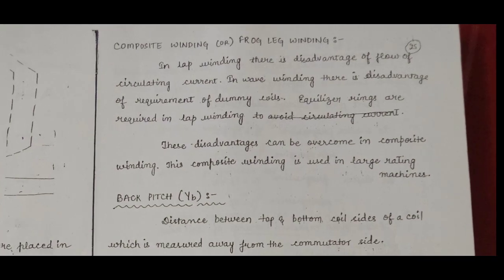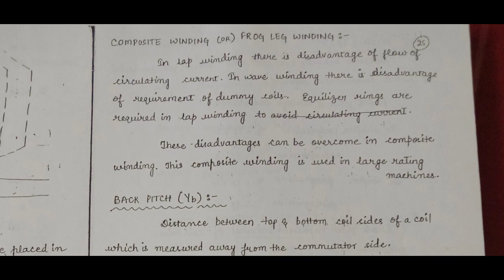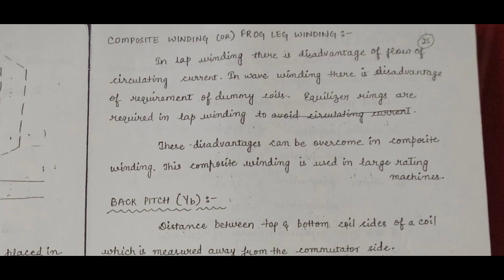That higher current has to be distributed equally at the commutator, and it is done by the equalizer rings. In place of equalizer rings, we use the frog leg windings. So equalizer rings or frog leg windings are used in the lap connection to distribute the current equally at the commutator segments.